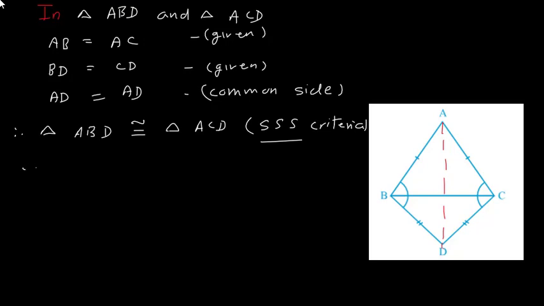Now as these two triangles are congruent, I can say that angle ABD is equal to angle ACD. This is corresponding part of congruent triangles, hence proved.